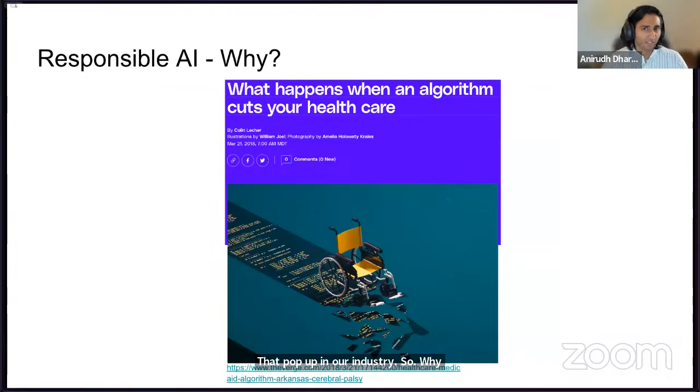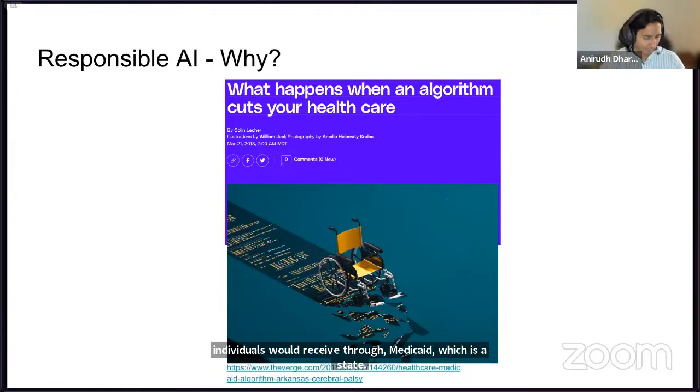So why responsible AI? Why do we need it? Let's take a look at what happened in Idaho. In 2012, Idaho decided to use a black box ML process to determine how much care developmentally disabled individuals would receive through Medicaid, which is a state health insurance program for people with low incomes.